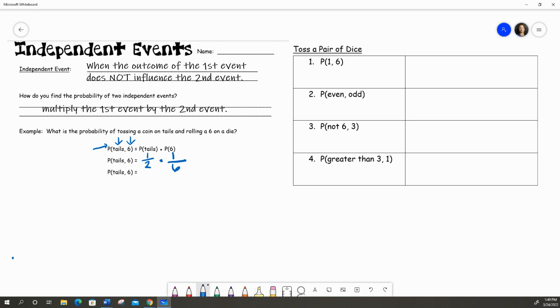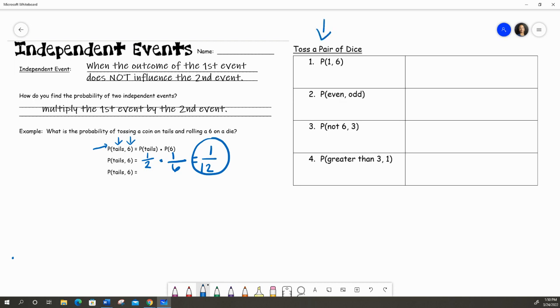So now all we have to do is multiply these two fractions together. I look to see if I can simplify anywhere, any numerator or denominator combination. I can't, so I'm going to multiply across. 1 times 1 is 1, and 2 times 6 is 12. So the probability of tossing a coin and it landing on tails and then rolling a die and it landing on the number 6 would be a 1 out of 12 chance. Let's take a look at the other examples down below.